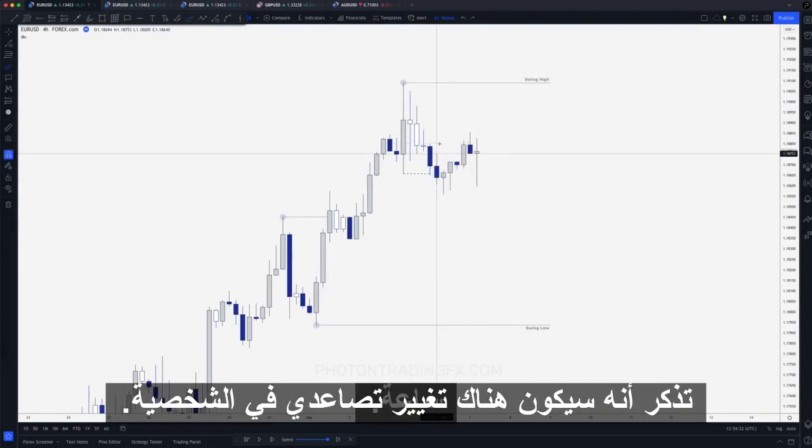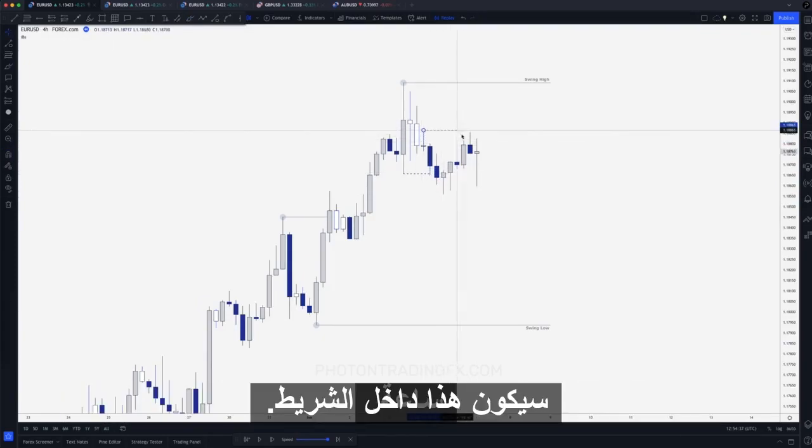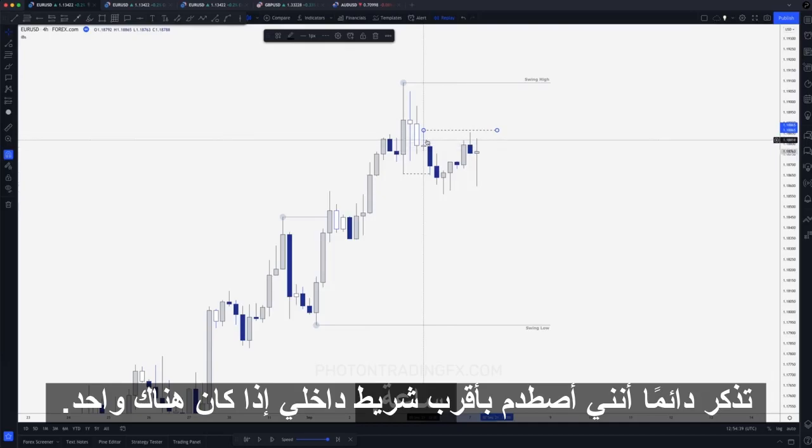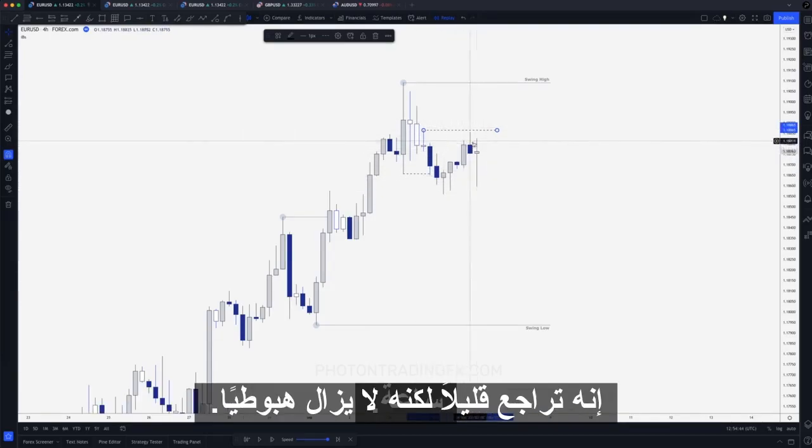Remember, for there to be a bullish change of character, what would we need to see? We would need to see the nearest high go. It would be this inside bar. Remember, I always take the nearest inside bar if there is one. So the internal structure has switched bearish. It's had a little bit of a pullback, but it's still bearish.